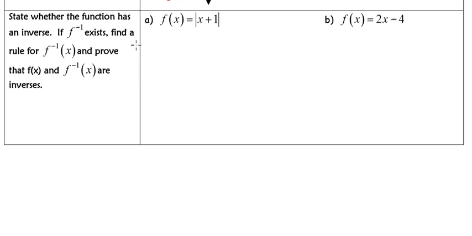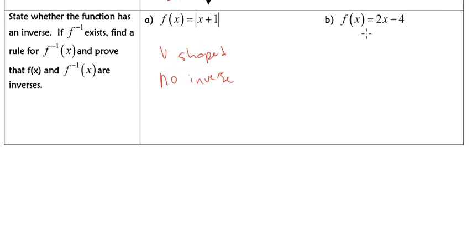So, if we think through part A right here, that is going to be a V-shaped graph, and that clearly does not pass the horizontal line test. So this one here does not have an inverse. As V-shaped, no inverse.